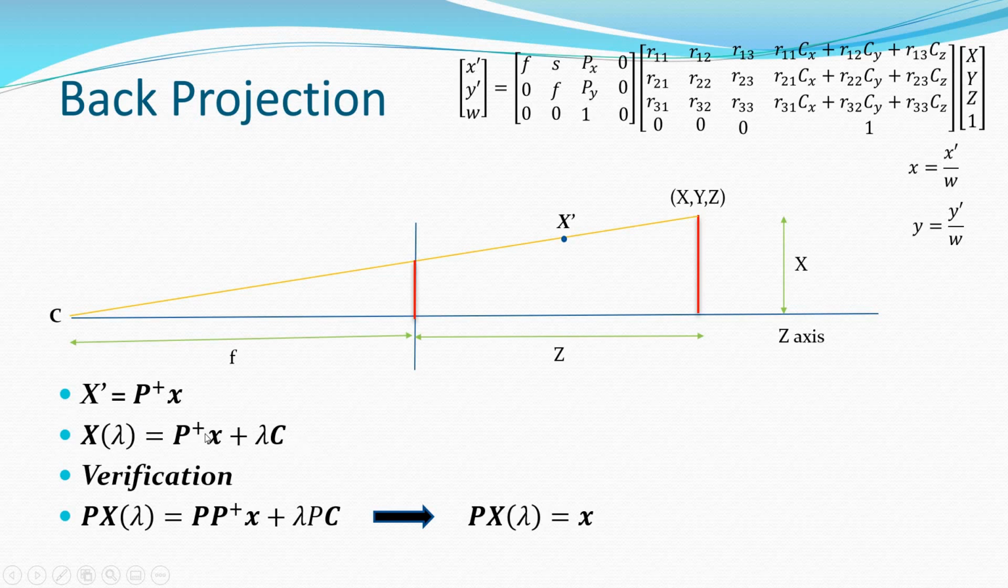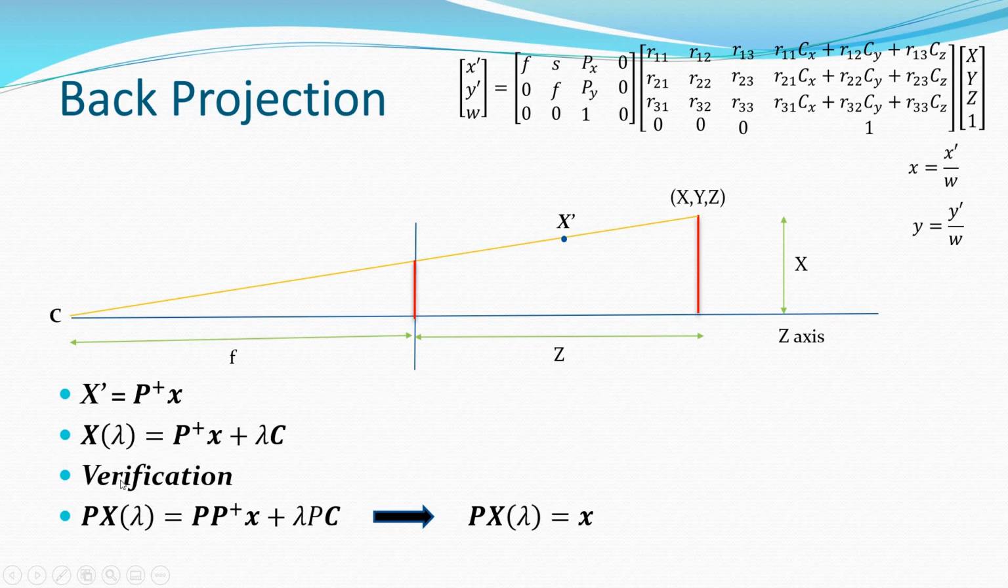The only thing to note about this equation is the parameter lambda. As you change lambda, you get different points on this line. If you take lambda to be 0, this value vanishes and you get p plus x, which is nothing but this point x dash, which is on the line. Next, if you take some other value of lambda, it will give you some other point which is on this line.